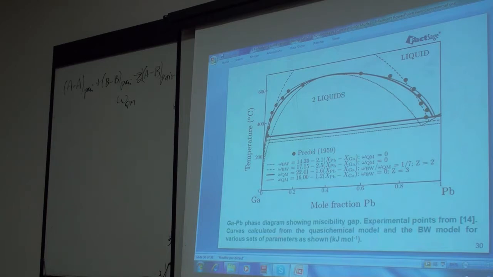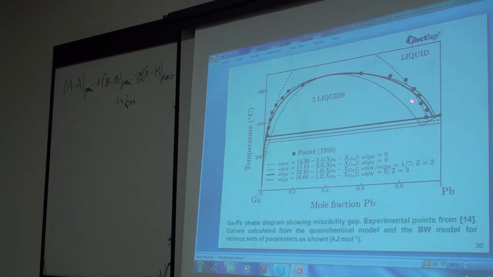So I'm trying to fix this with the Bragg-Williams model. The first one here has no quasi-chemical term; this is strictly Bragg-Williams, and I make it subregular. The Bragg-Williams term is 14.3, with a small negative term to shift it a little to this side. These are two fits I did with the Bragg-Williams model. In one fit, I chose the two parameters, 14.39 and 2.1, to fit the composition and temperature of the maximum point. And then you see what you get.